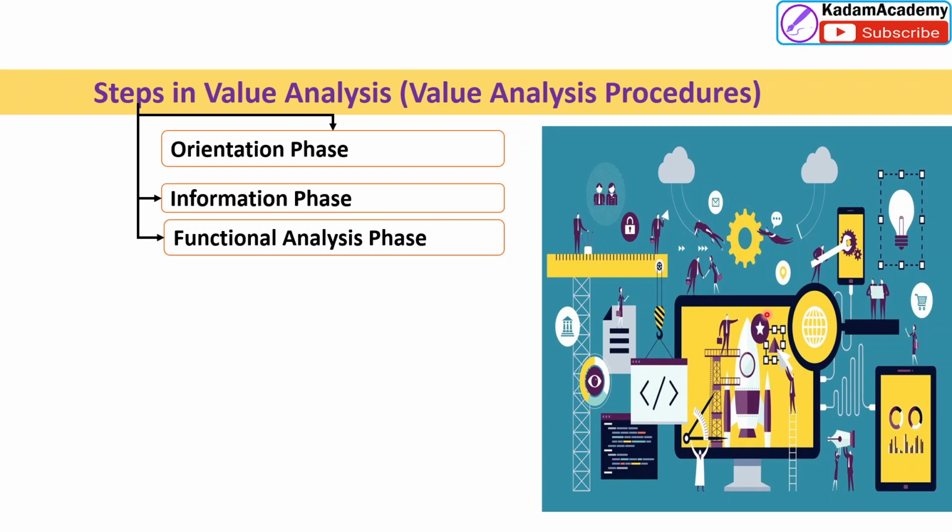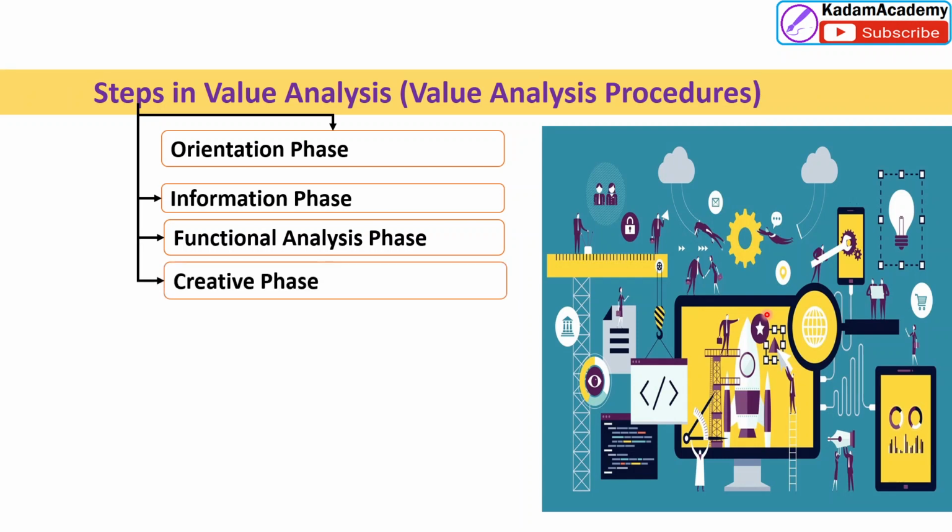Estimate the worth of each essential function and the cost of each essential function, and lastly determine the value improvement potential of the product. So this is the functional analysis phase. What we do here is define the actual basic and secondary functions, with the cost of the essential function and the worth of the essential function. This is a very important phase.